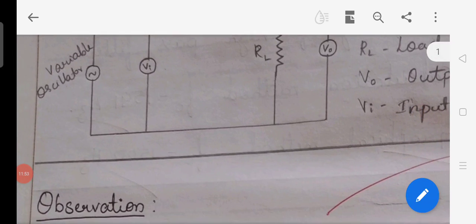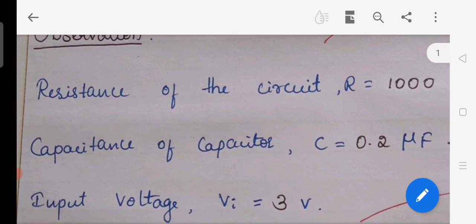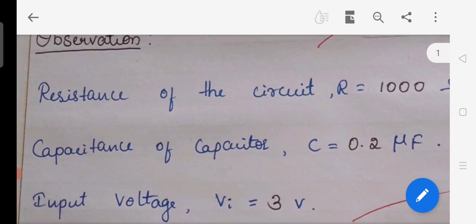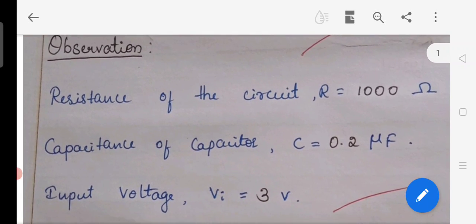Observations of the experiment are as follows. The resistance of the circuit is going to be taken as 1000 ohm, which means in a resistance box we are going to unplug 1000 ohm, and we are going to use a capacitor of desired capacitance. Here I am showing one constant set of values, which may be changed to our desired values.